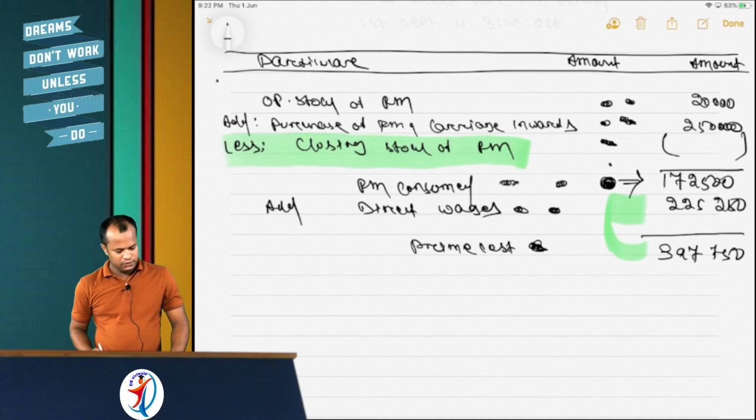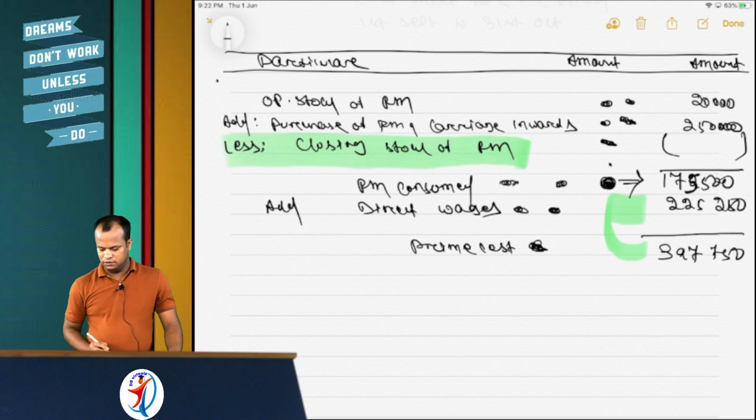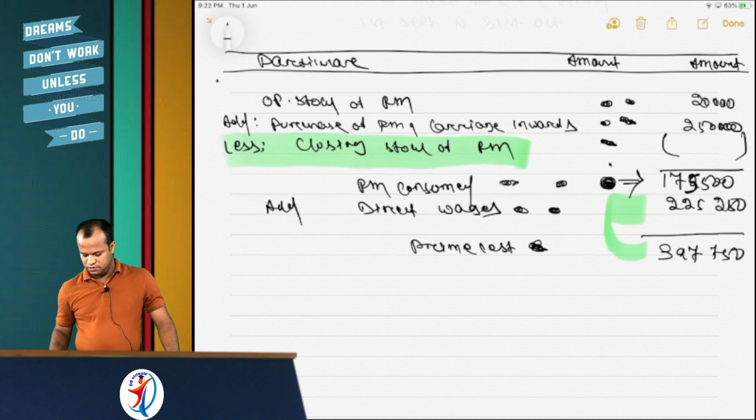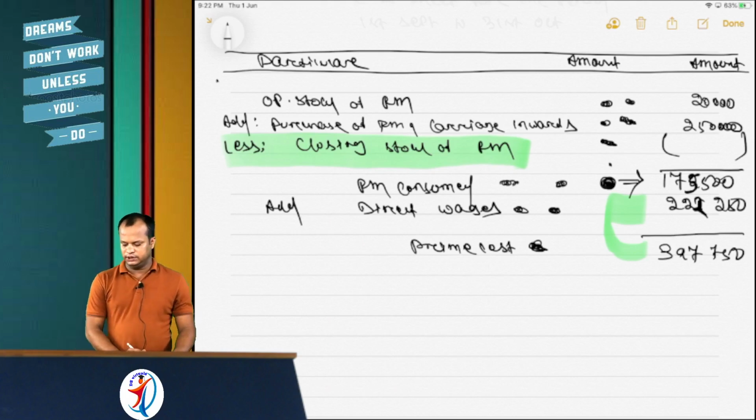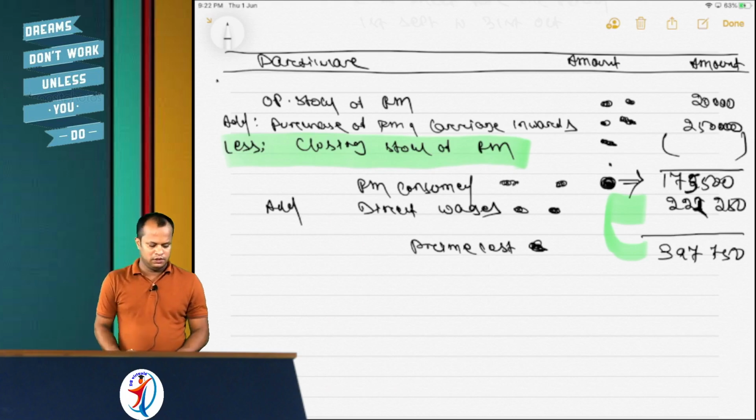I am so sorry. It is 1,75,500. This is 2,22,250. There is a clerical error. Direct wages is 2,22,250, but wrongly I have written it as 2,25,250.